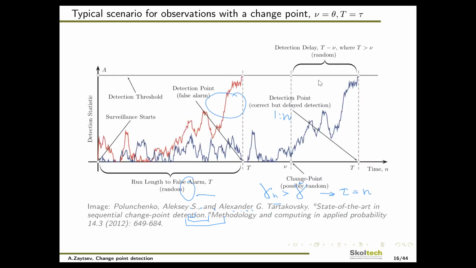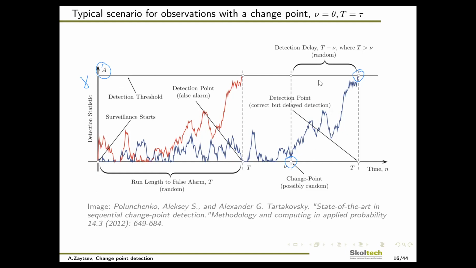Okay. So we can now define how well we are detecting the change point. What are the quality measures for our problem? Okay, we look at two processes. One with a change point at some time moment nu here, the blue process. And so we want to detect the change point for it. And we have our statistic, gamma here, and some threshold A on the slide. And you say if the statistic exceeds the threshold, then we detect a change point. In this case, for the blue curve, we detect it here.